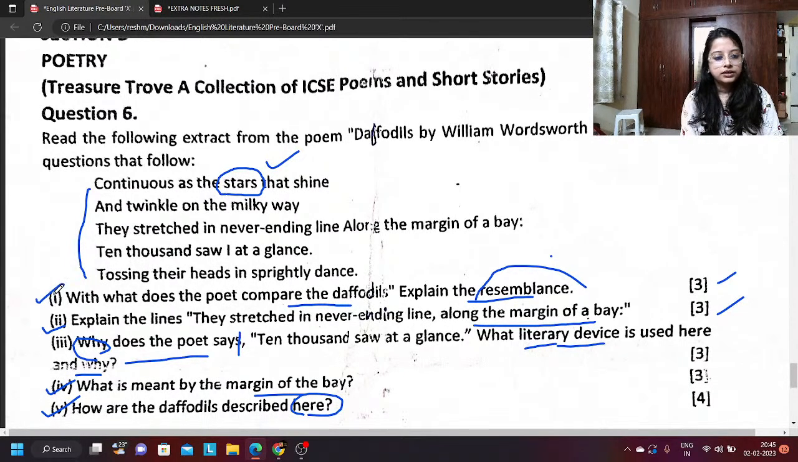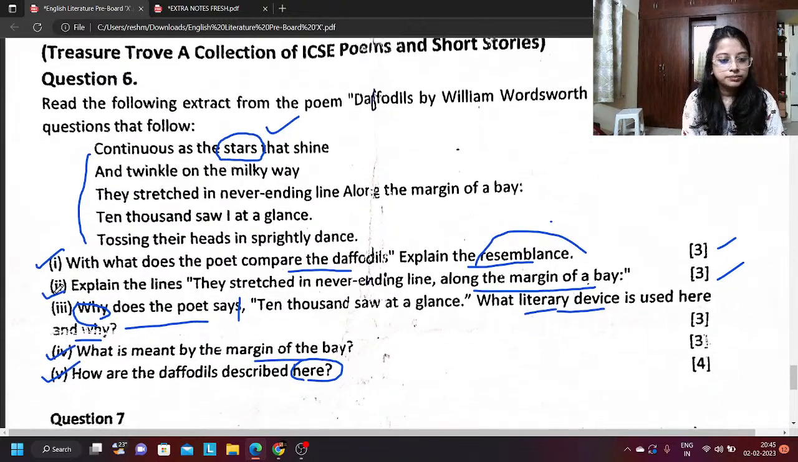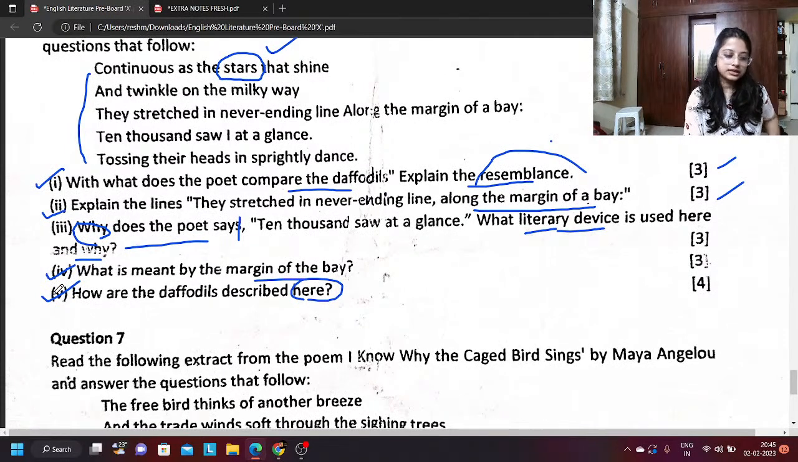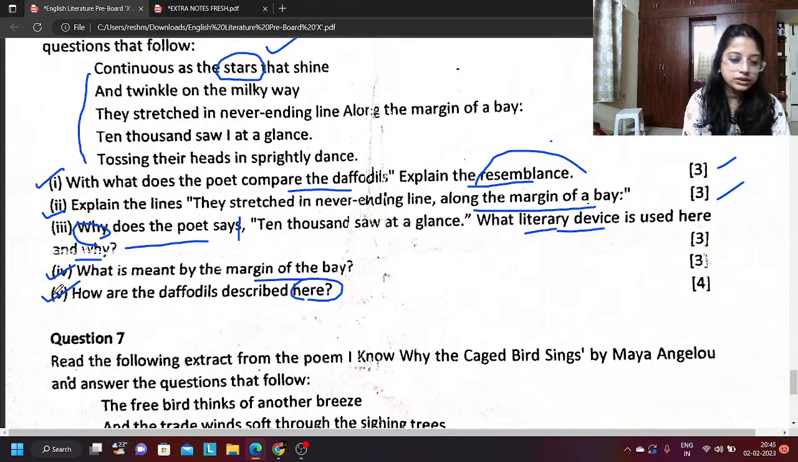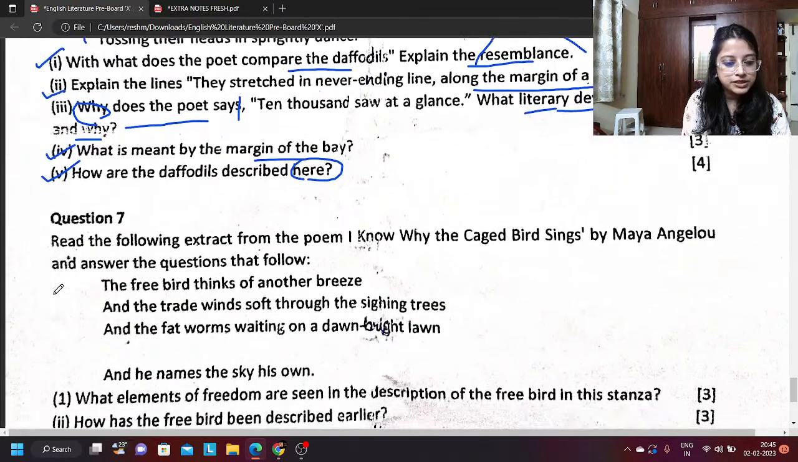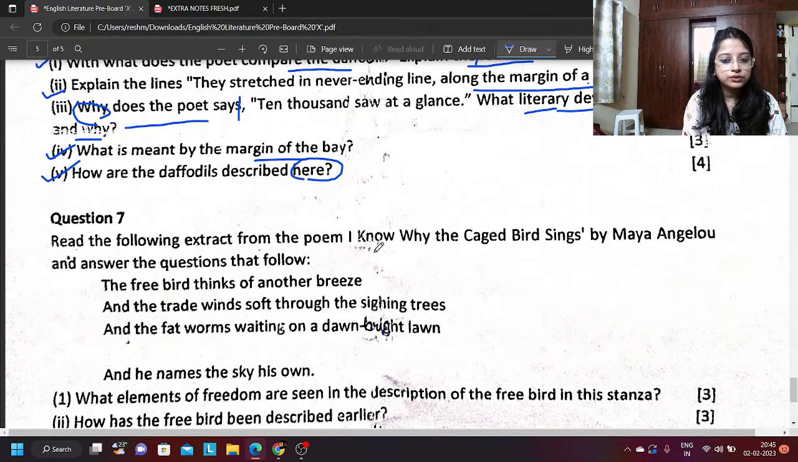Okay. So many questions from daffodils we have done. You can score all the marks that you have in daffodils. फिगर ऑफ स्पीच अच्छे से करके जाना क्योंकि फिगर ऑफ स्पीच से मार्क्स ज्यादा आता है. Okay. Free bird thinks of now this one I know why the caged bird sings.